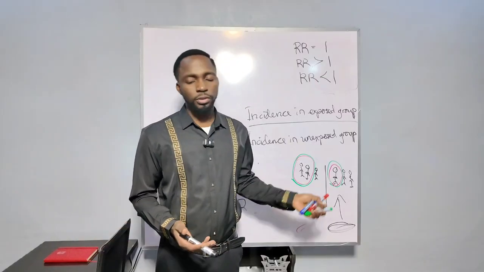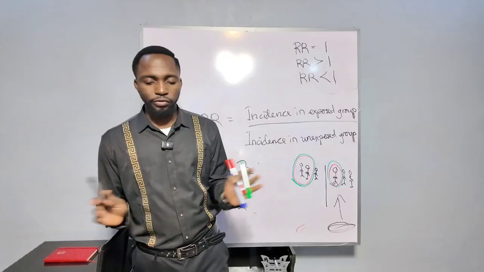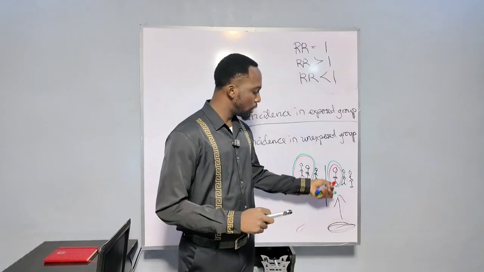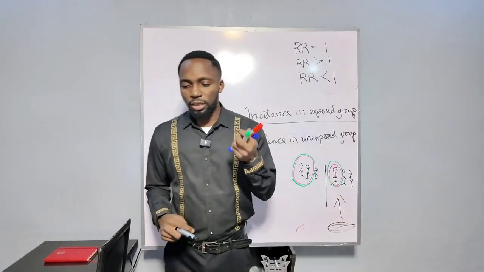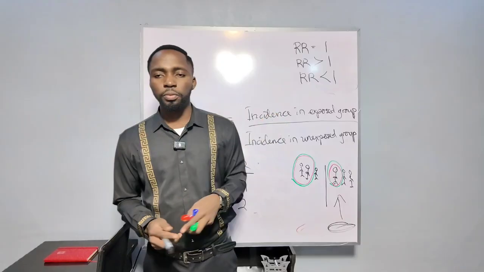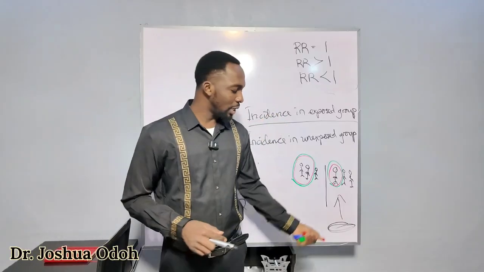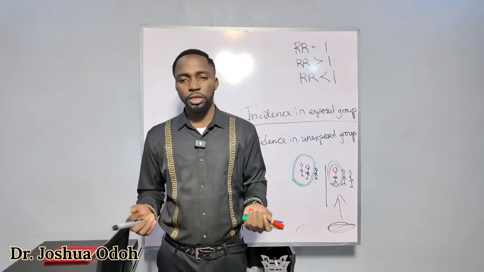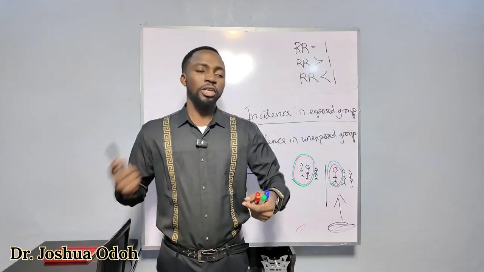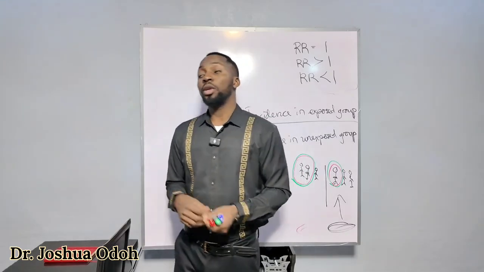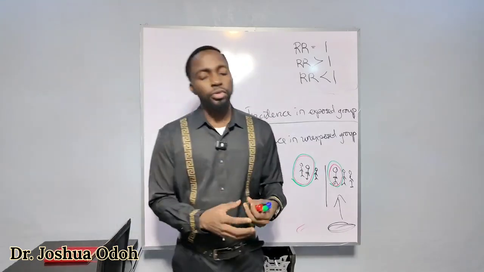Reduces the amount of incidents or the risk of infection. I don't use infection because it's not just disease. But it influences the incidence in the exposed group, and that shows that the exposure in that case is protective. And that's risk factor. Now, in addition to risk factor, there's the risk ratio, there's the odds ratio.